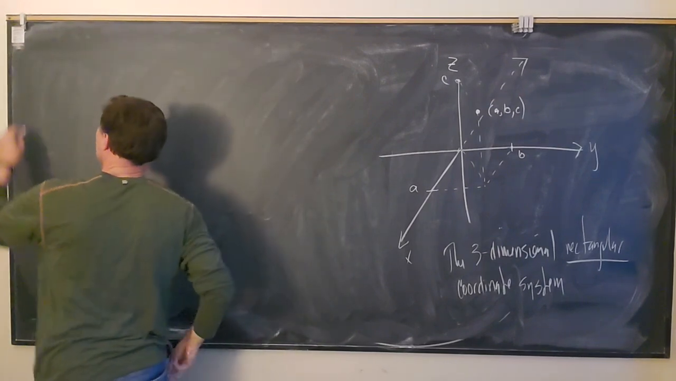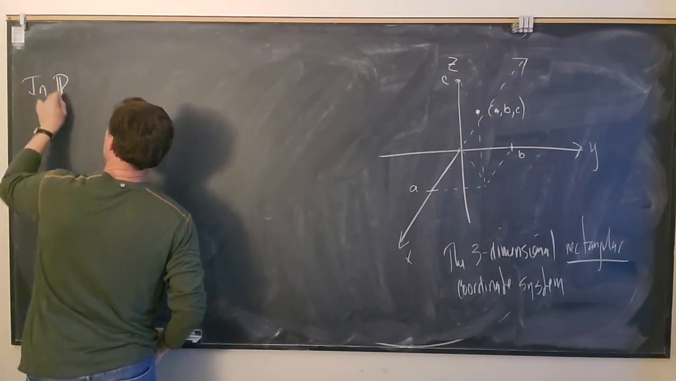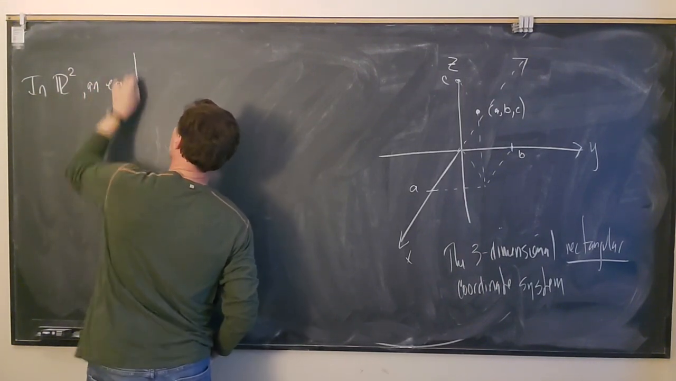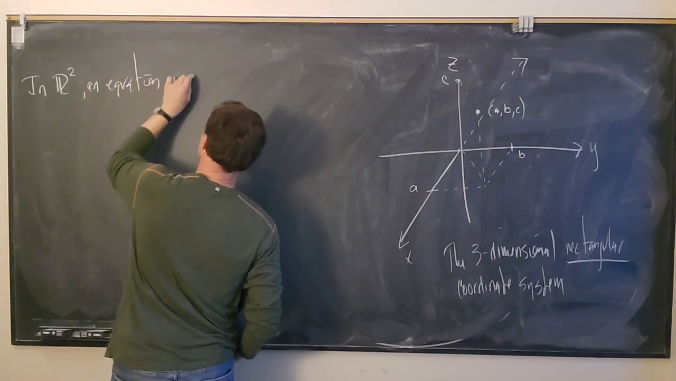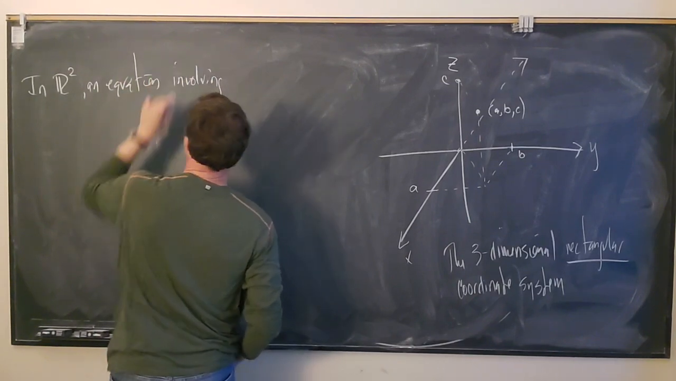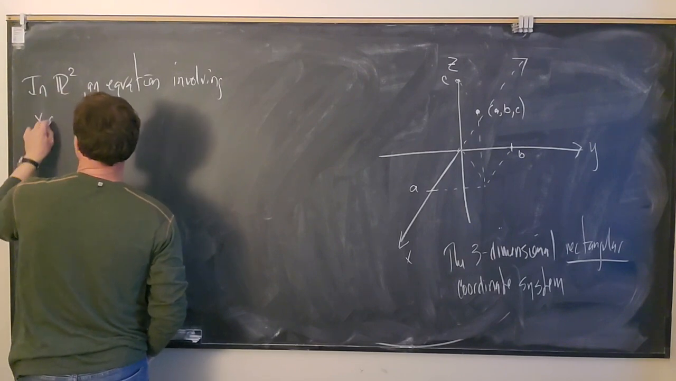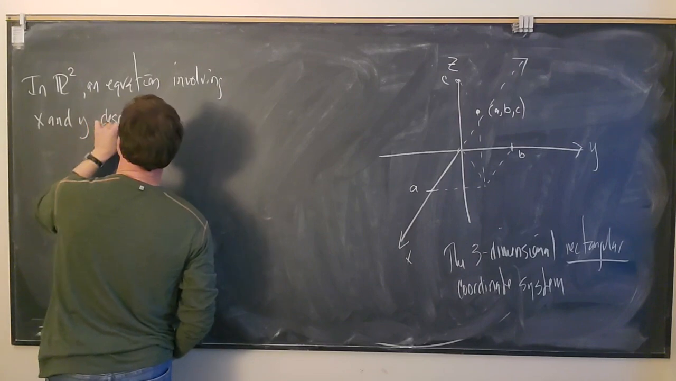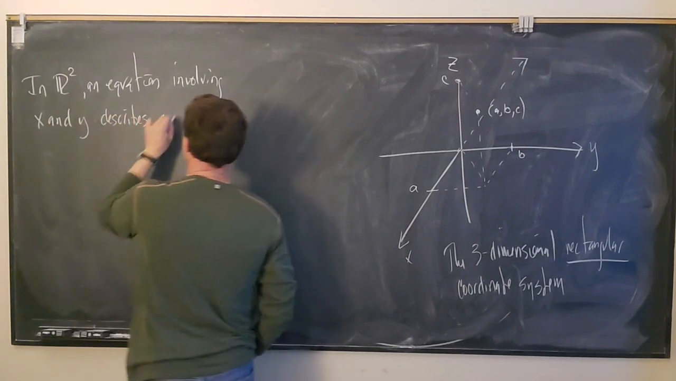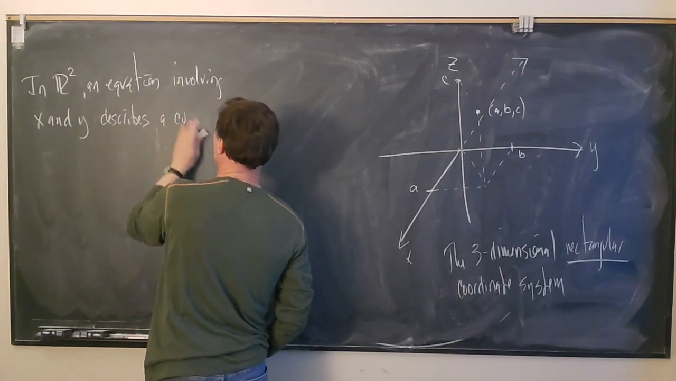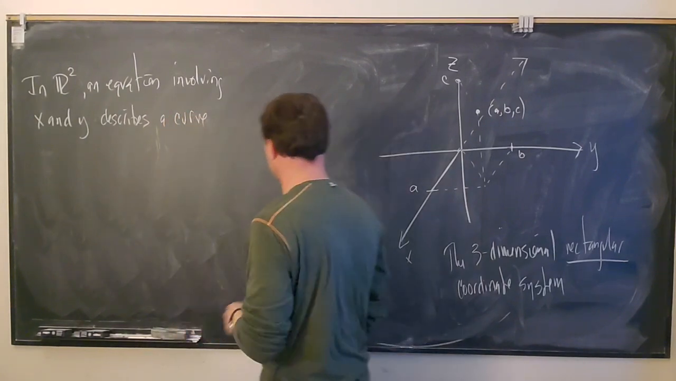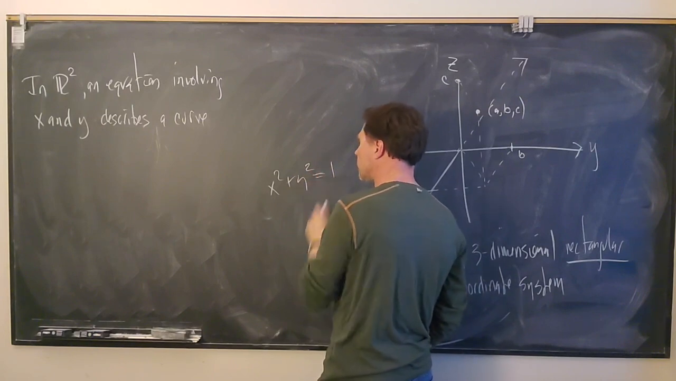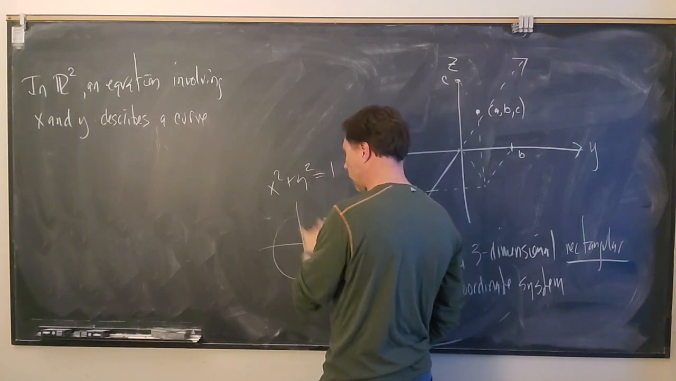So in the plane, so in R2, an equation involving the 2 variables, involving x and y, describes a curve, right? We've done lots of this studying of curves. So for example, if you have x squared plus y squared equals 1, here's an equation involving the 2 variables, and what do we get? We get a curve. In this case, it's a circle.